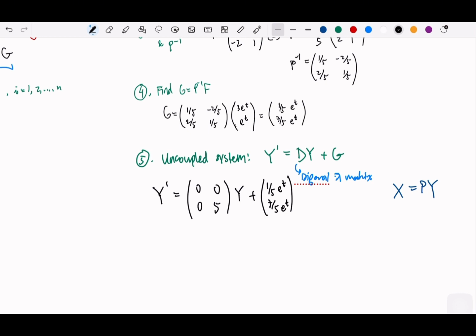So y1 and y2 we have. So y1 prime, since the y is multiplied by 0, it's gone. So we only have a constant, 1/5 e to the power of t. And y2 prime is 5 y2 plus 7/5 e to the power of t.